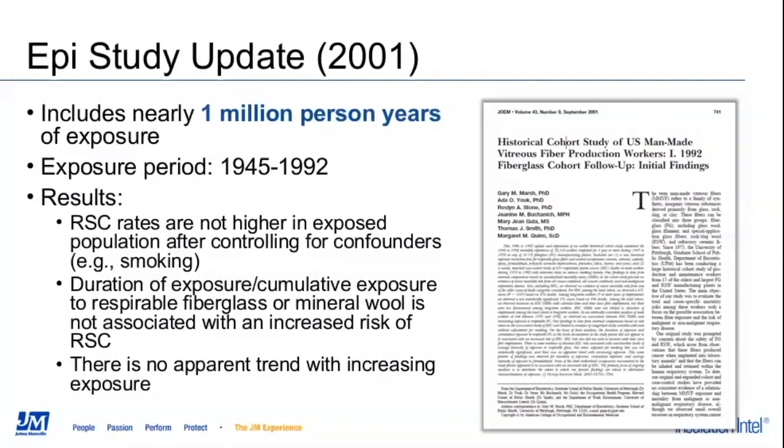When you compare it to a study of, say, 10 people over the course of 5 years, you're not going to get data that's as robust as the data that this study was able to explore. Now, what the study found is that the respiratory system cancer rates were not higher in the exposed population after you controlled for confounders like smoking.